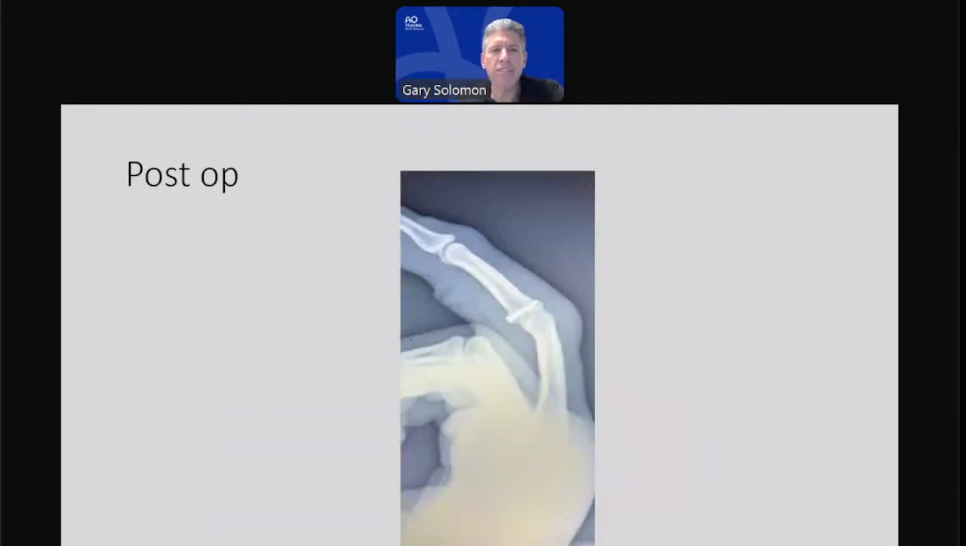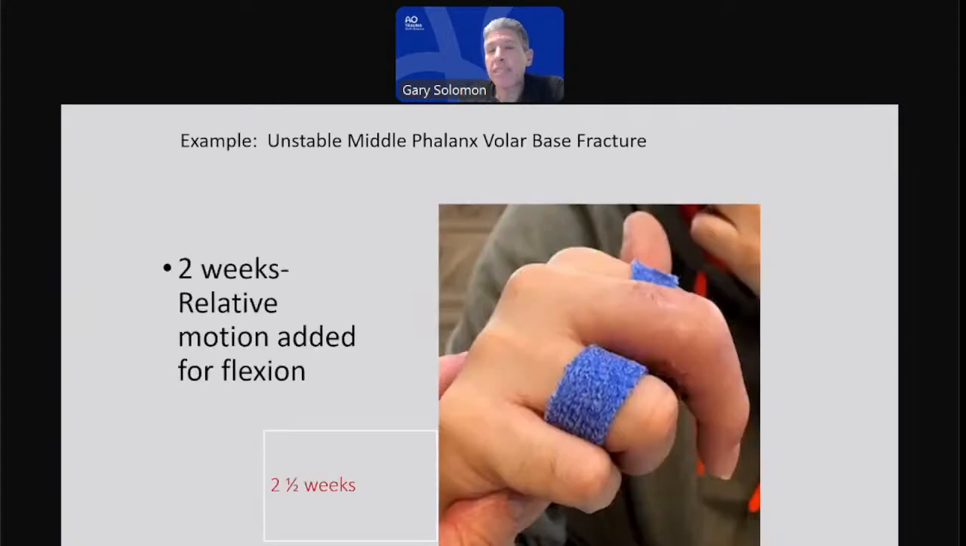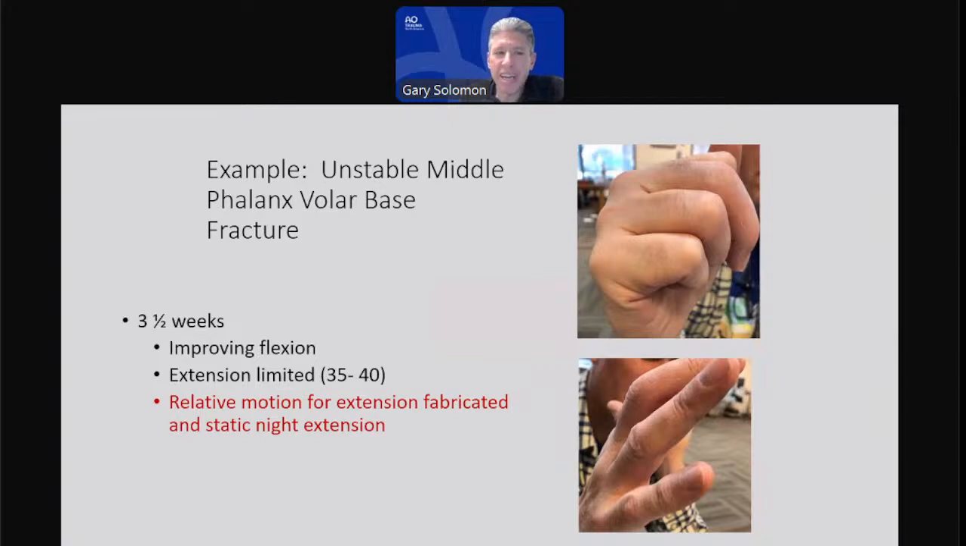He had a fracture dislocation. There's his post-op picture. Again, he's now 4 or 5 weeks out, but we started the comfortable range into flexion with the extension block. At 2 weeks, I started adding the relative motion for flexion. He already had a flexion contracture there at his PIP, so I didn't worry too much about him overextending the joint. At 3.5 weeks, you can see it's getting better, but that extension is still very limited, about 30 to 45 degrees. So then I started working in the other direction a little bit more with the relative motion for extension and a static night splint.